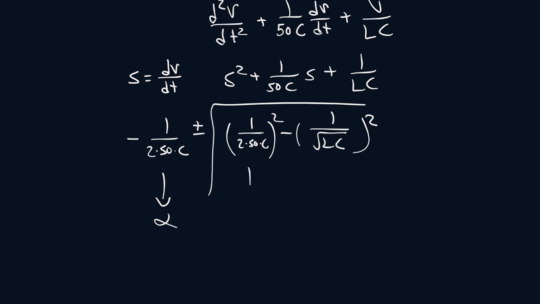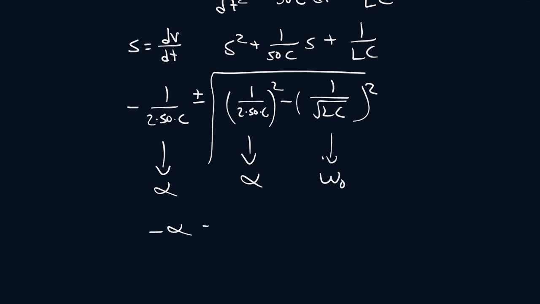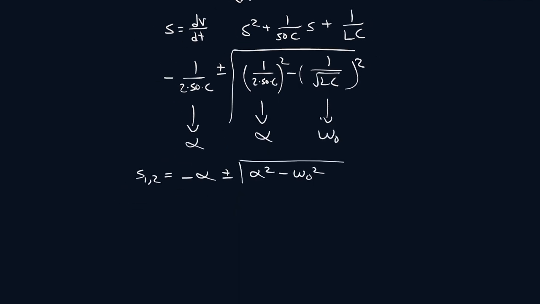This is alpha, this is alpha, this is omega. Alpha being your damping factor and omega being your undamped natural frequency. So we can just draw this. And this is equal to S1 and S2, them being your natural frequency. So alpha is pretty much equal to 1 over 2 times the resistance times the capacitance, and omega is equal to 1 over the square root of LC.